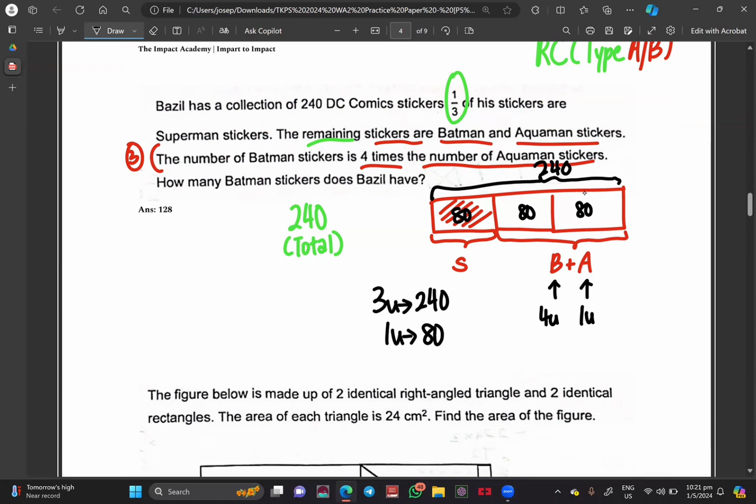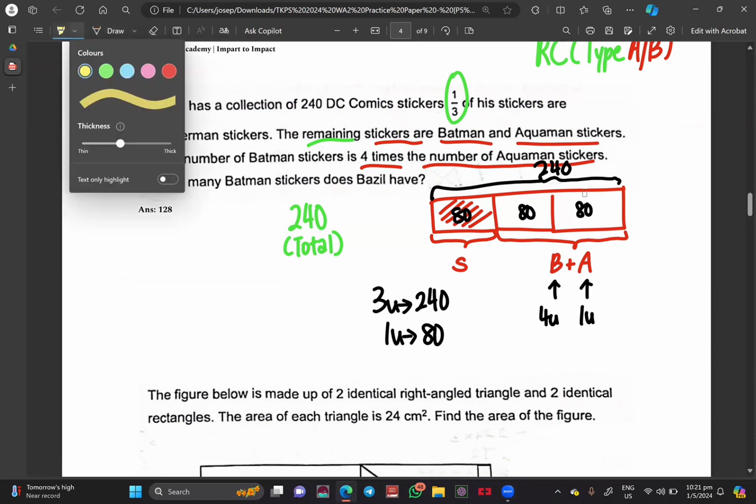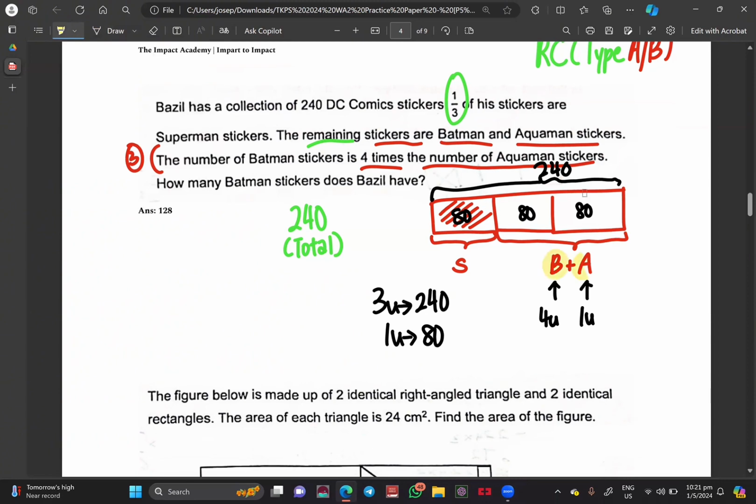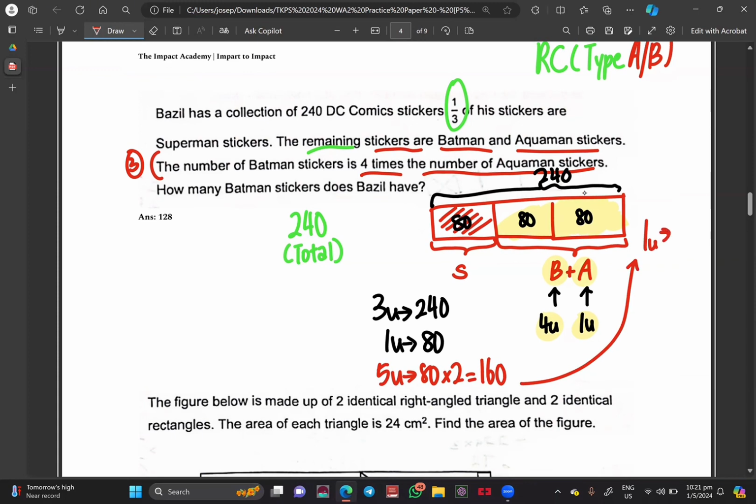And from here itself, you can see that Batman and Aquaman, let me just highlight for you, in total is 5 units. And 5 units is equal to whatever I've highlighted over here. So we will say 5 units is basically equal to 80 times 2. That gives me 160. What you want to do is, of course, find Mr. Greenman, which is my 1 unit. So we'll do 160 divided by 5.